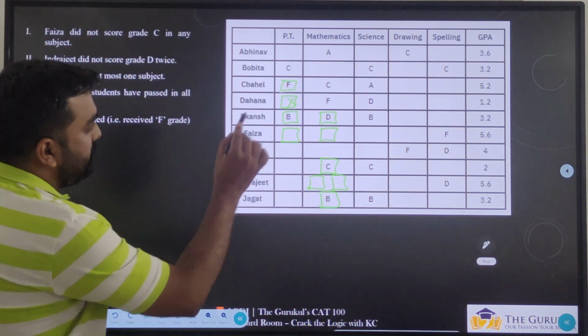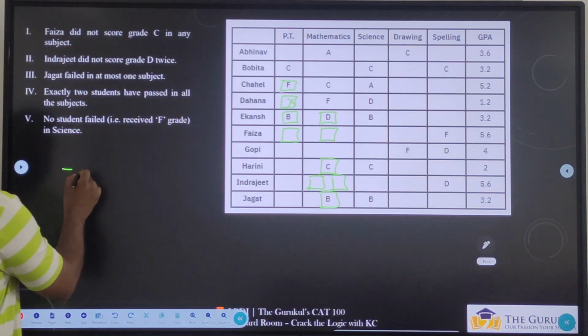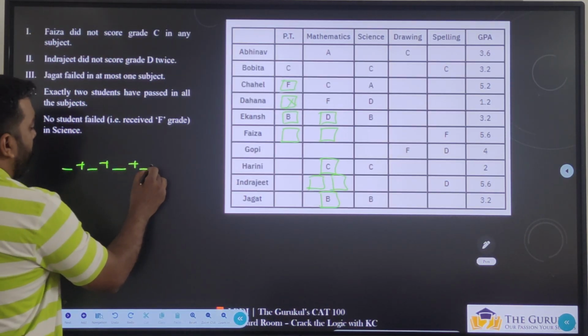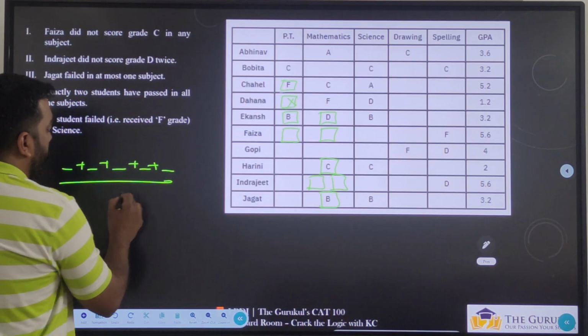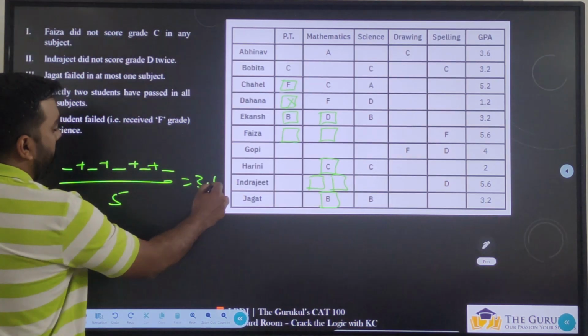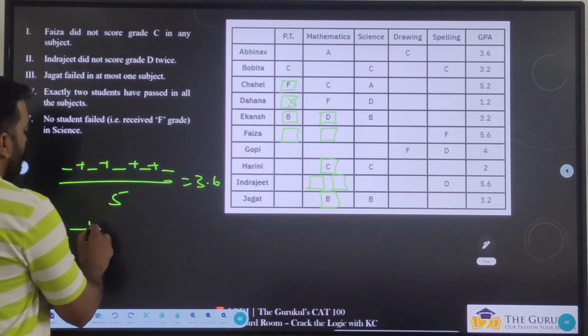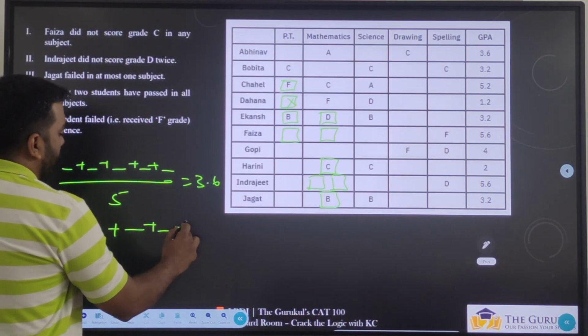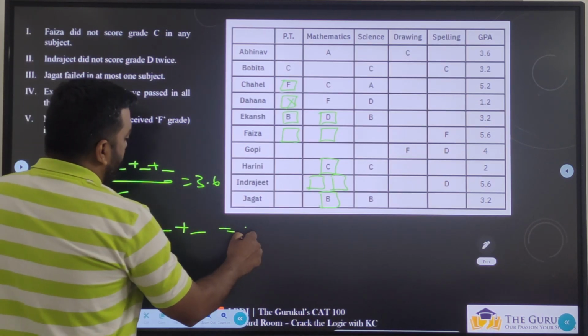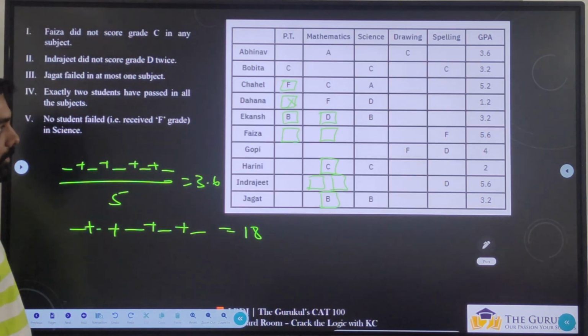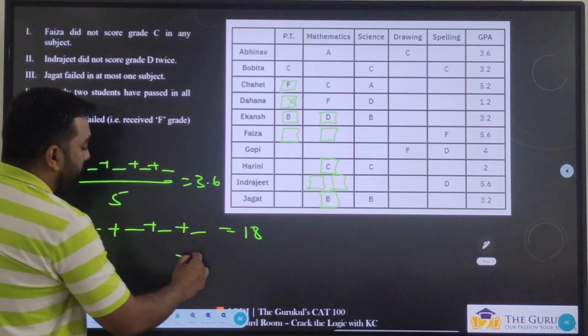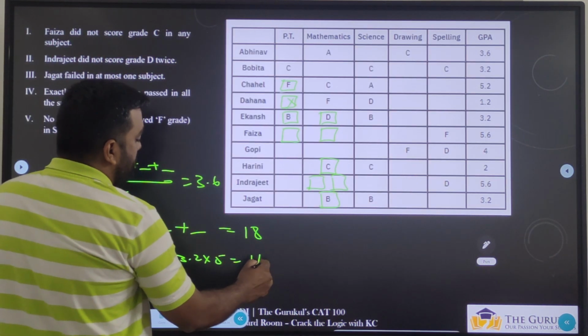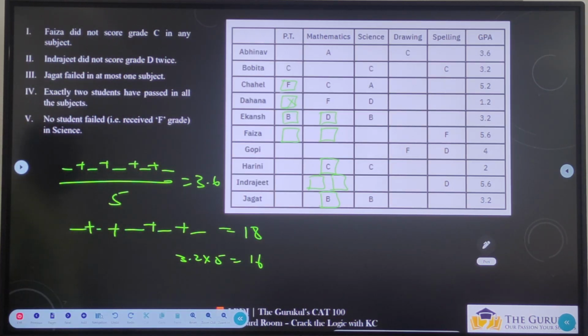Second one, the GPA 3.6 is the sum of 1 plus 2 plus 3 plus 4 plus 5 different subjects divided by 5 equal to 3.6, which means the sum of the 5 different subjects is equal to 3.6 into 5, which is 18. In the second case, that will be 3.2 into 5, which is 16. That's how we convert everything into normal numbers, from GPA to normal score. So let's do that first.